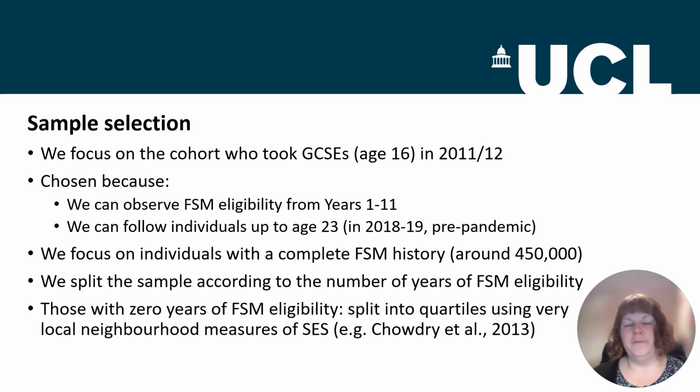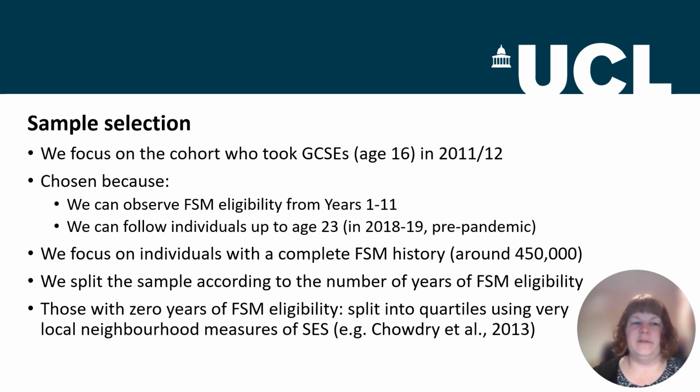But then we can also follow them forward into the labour market up to around age 23, which brings us up to the 2018-19 tax year, i.e. before the pandemic. So in the analysis I'm going to present to you today, we focus on individuals with a complete free school meal history. So that means we just focus on individuals in the state sector. We don't capture individuals who might have exited the system in order to take up a place in a private school for any period of time, for example. And that gives us around 450,000 individuals in total.